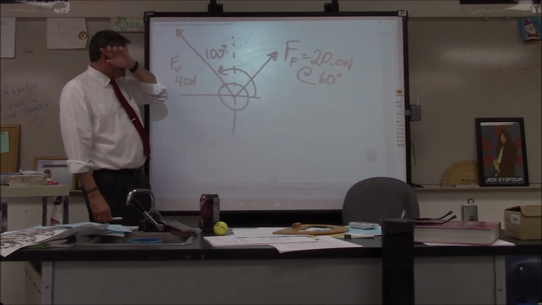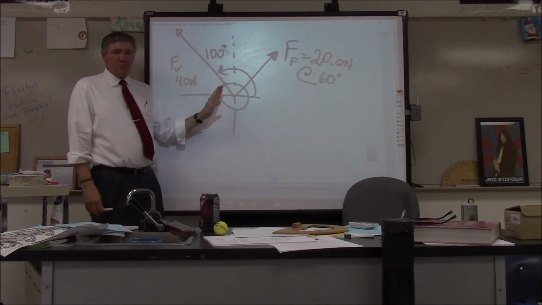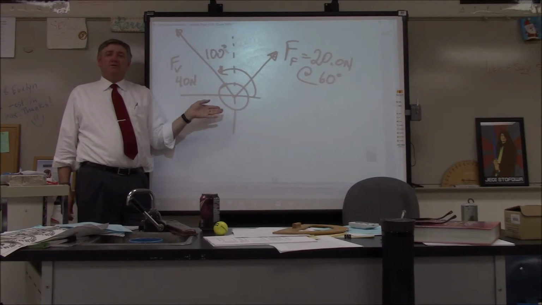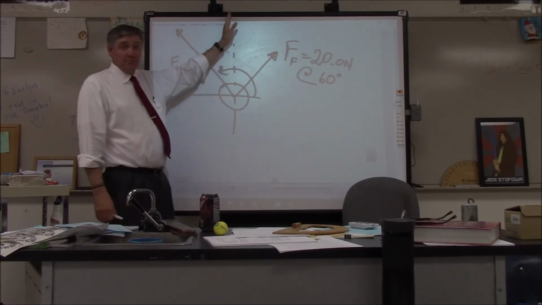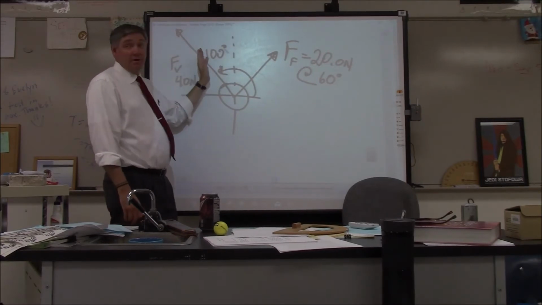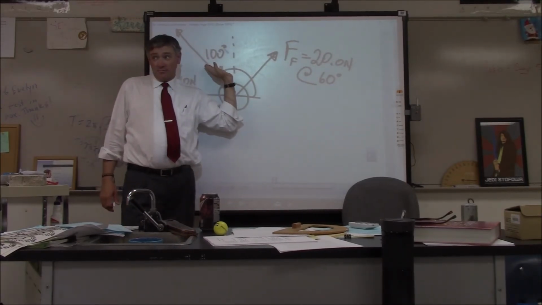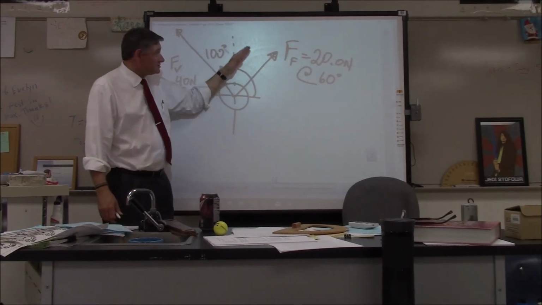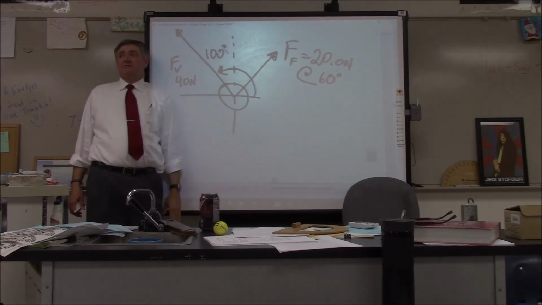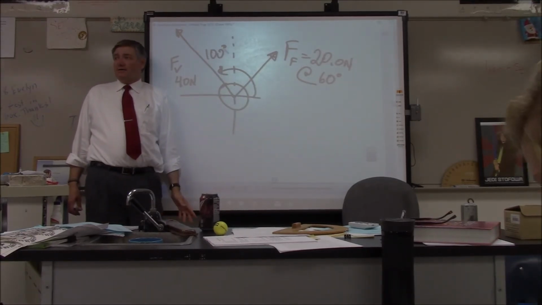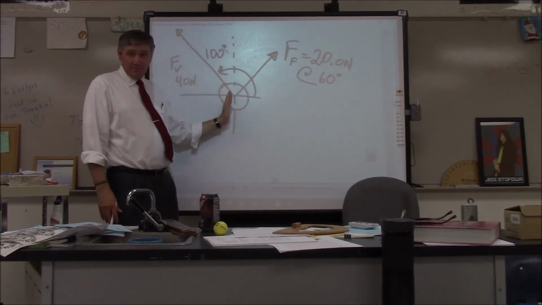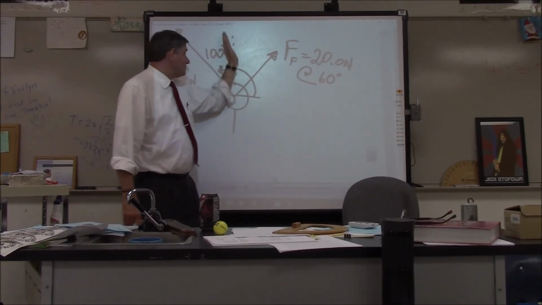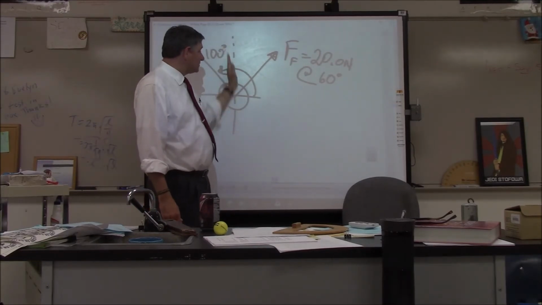So here's the question. What's going to be the path of the ball? Somewhere in here? Closer to 100? Yes. Right? Or closer to 60? 100. Why? That's the bigger force. It's going to be more dominant with this vector, right? So it might be something, you know, something in here.